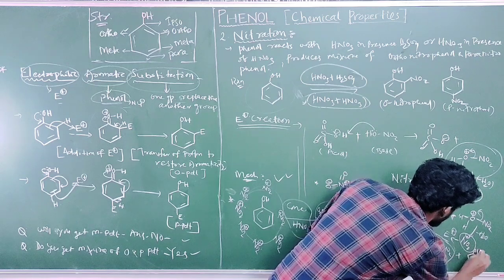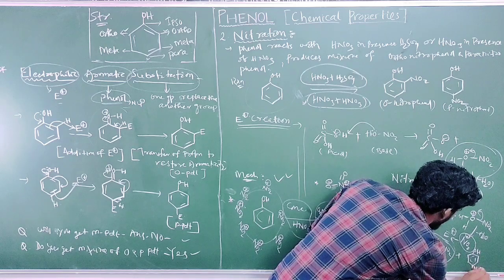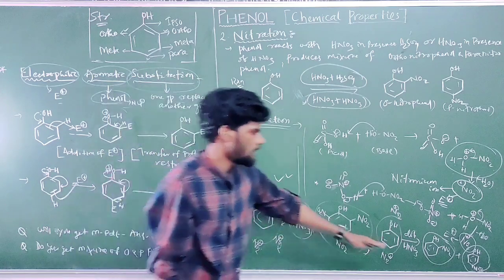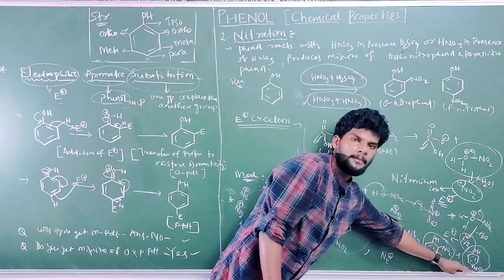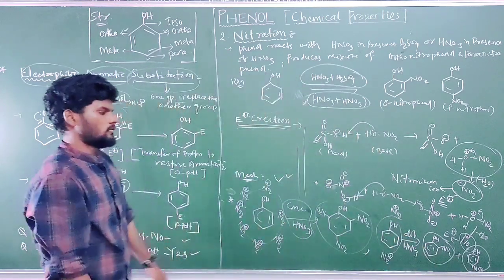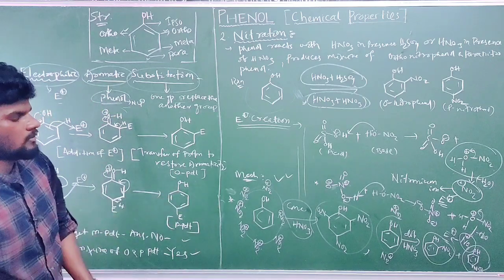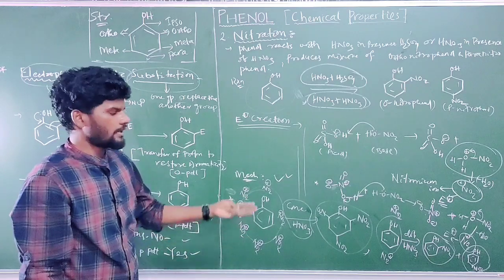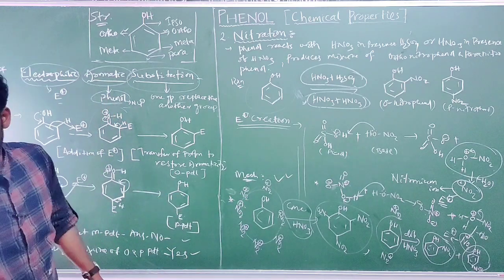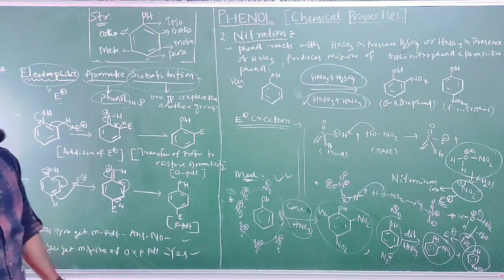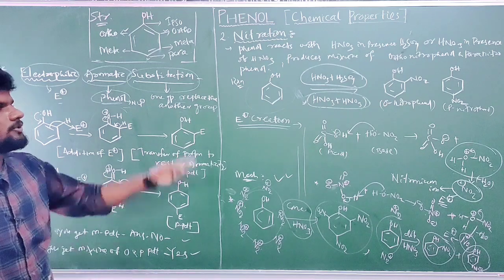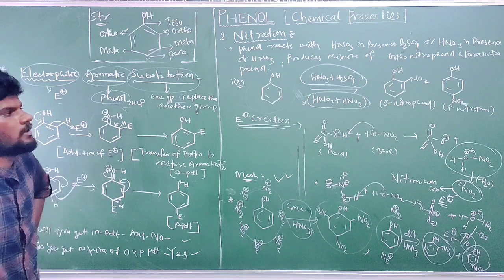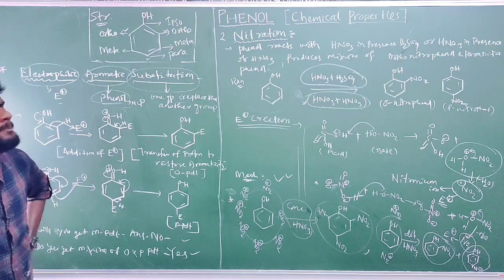Sorry, I have no space. This is para product, or paranitrophenol. Is it visible? Okay, orthonitrophenol. I repeat, a mixture of ortho and paranitrophenol in case of dilute HNO3. But in case of concentrated HNO3 we will get trisubstituted product, 2,4,6 trinitrophenol. So take a screenshot or pause the video, and write all the mechanisms and about the nitration process.